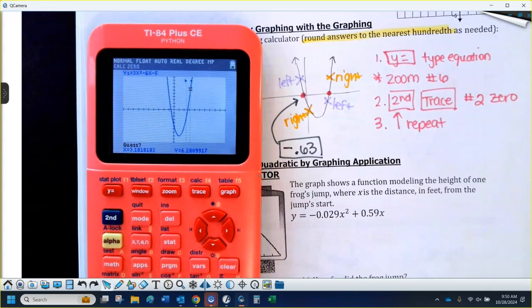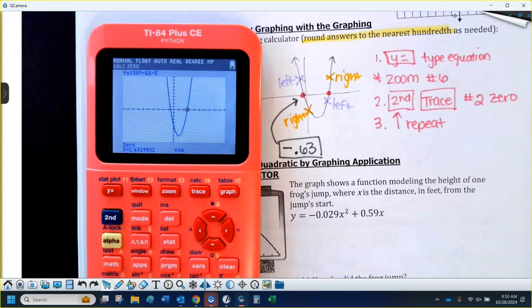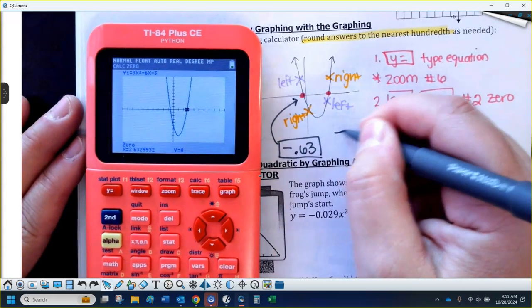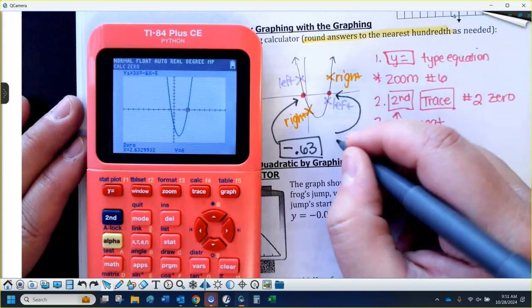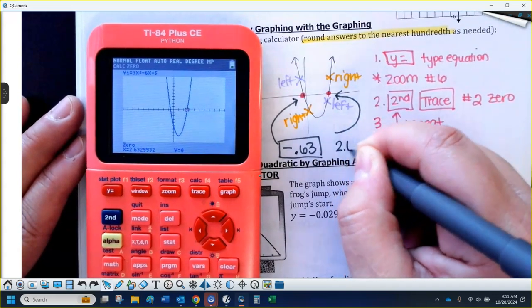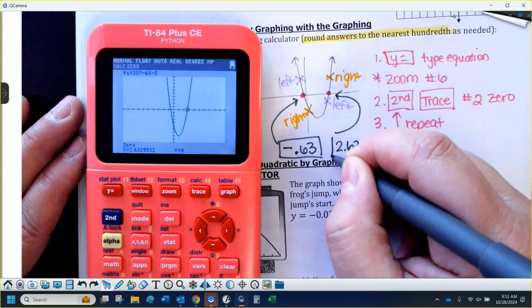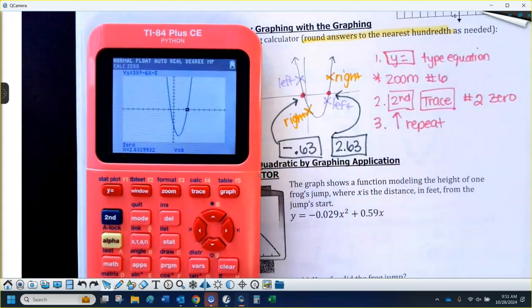Again, it will say guess. Just hit enter, and it should go right to it. And if it's asking you to use the calculator to do this, it's probably not a nice answer. So this is going to be about 2.63 to the nearest hundredth.